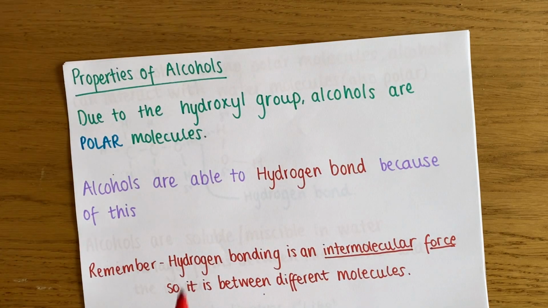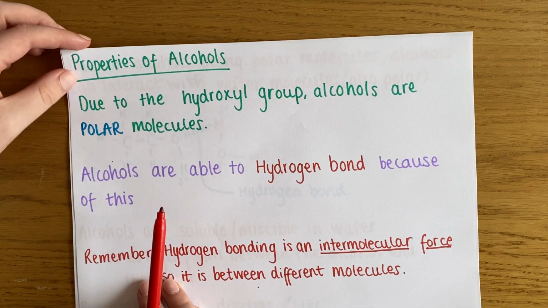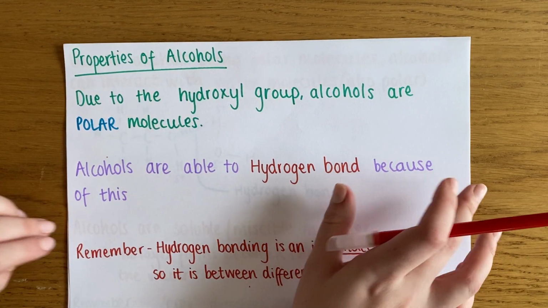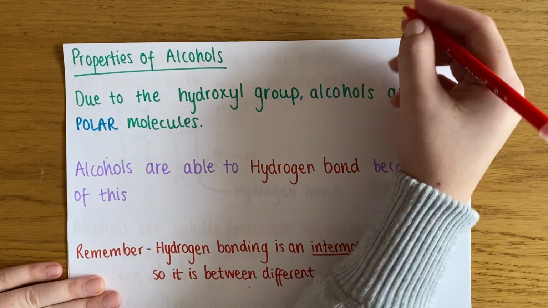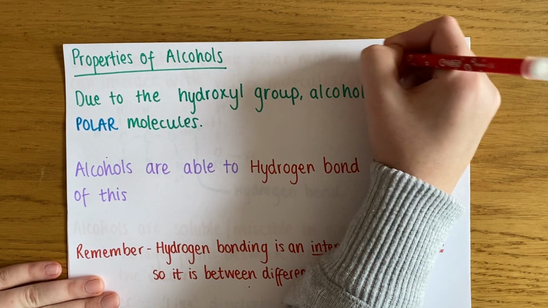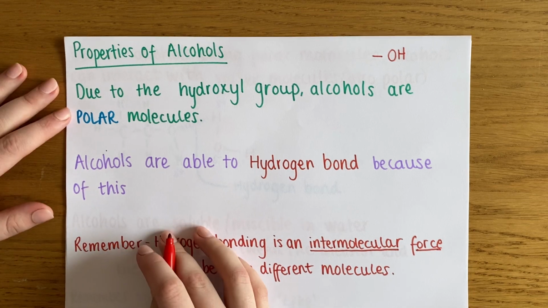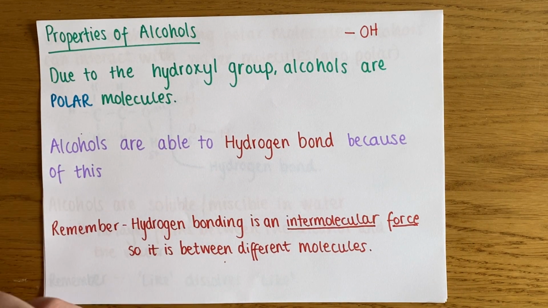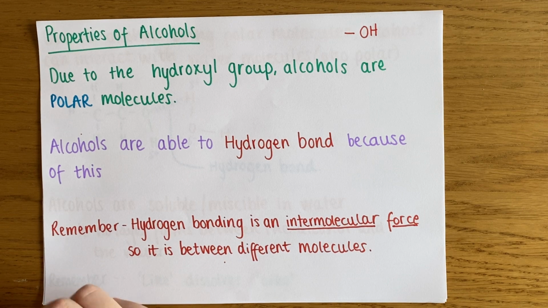Okay, so properties of alcohols. You know that alcohols have this hydroxyl group, it is an OH group, okay? And because of that OH, the hydrogen bonded directly to the oxygen, it allows this alcohol to hydrogen bond.